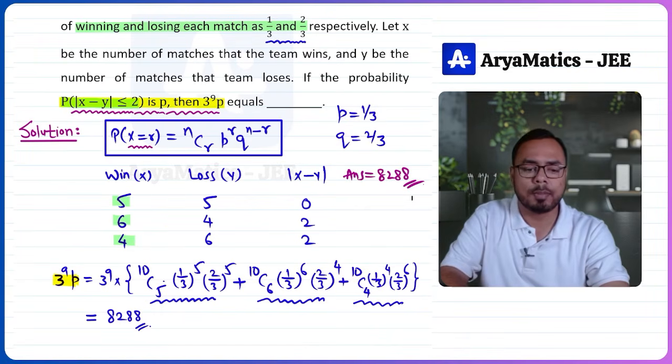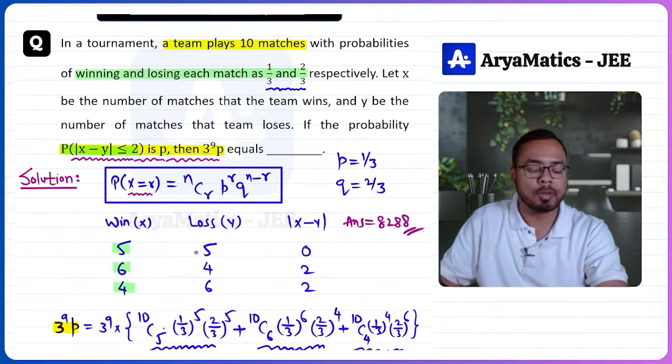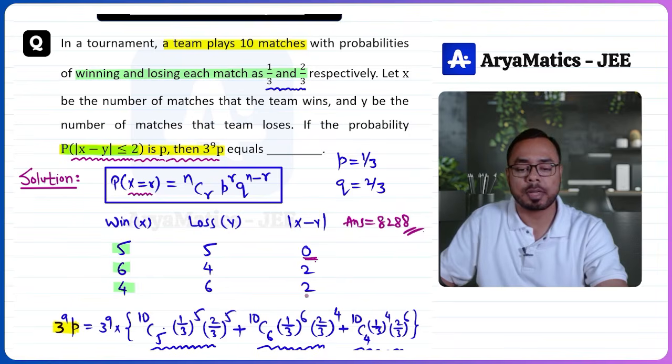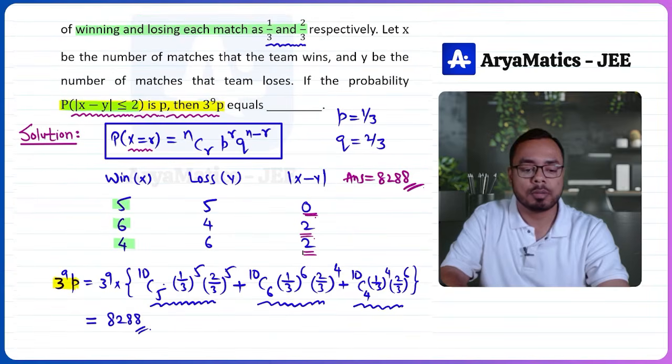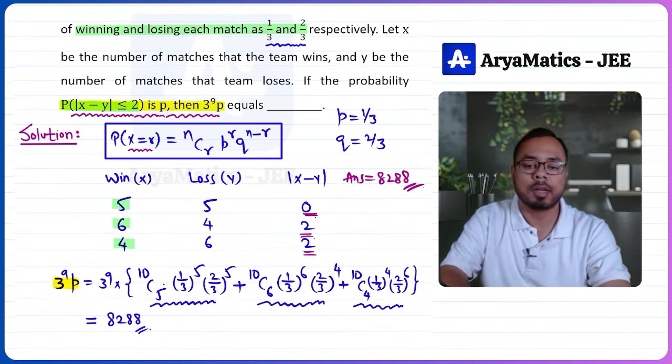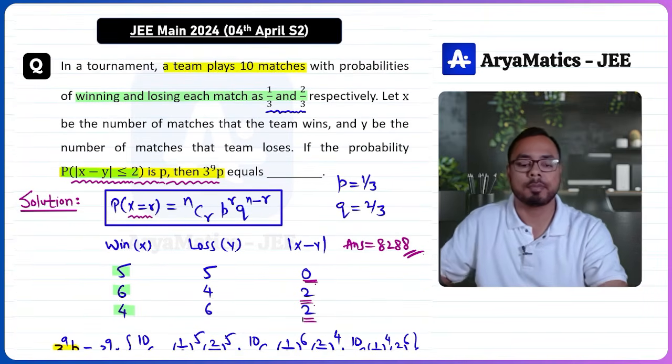Right, so in this problem, the important step was to figure out the different cases. So just create this table, 5 win, 5 losses, difference will be of 0. And then either you can have 6 win, 4 loss, or 4 win, 6 loss. Right, in that case, difference will be of 2. And then after that, using that standard formula, this will be the required probability. And finally, when you calculate, you will find 8288 is the correct answer for this problem.